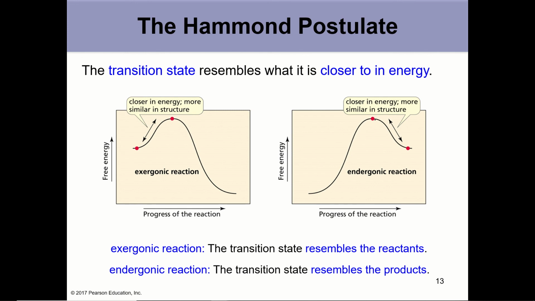And so in an exergonic reaction, the transition state resembles reactants. And in an endergonic reaction, the transition state resembles products. Remember, an endergonic reaction is a positive delta G. The only way that reactions that are endergonic can occur is to add energy to the reaction. That's something that you learned in Gen Chem. And one of the ways in which we add energy to a reaction in the lab is to do a reflux, as we did with the salicylic acid reaction.